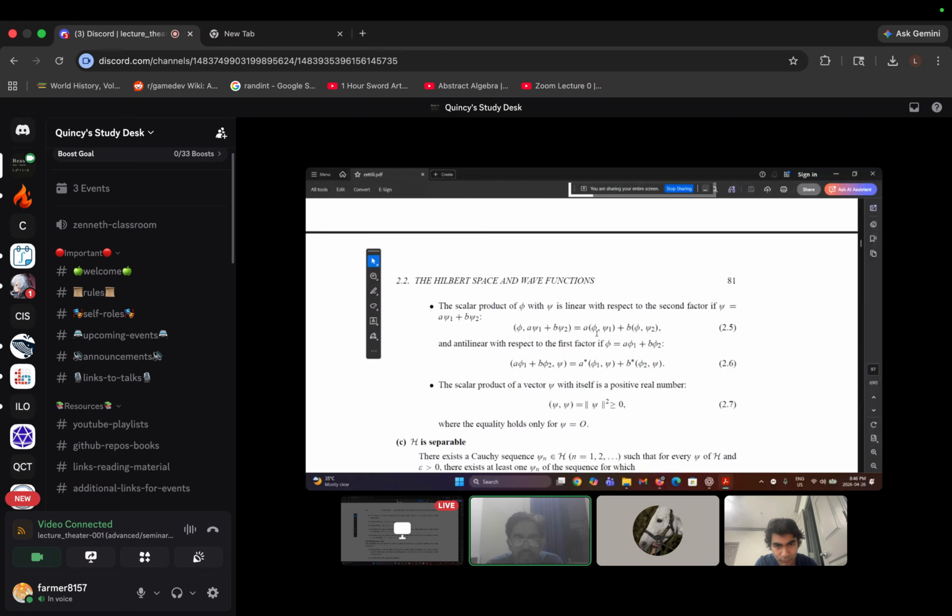The scalar product of phi with psi is linear with respect to the second factor if psi equals a psi 1 plus b psi 2, and antilinear with respect to the first factor if phi equals a phi 1 plus b phi 2. I feel like we're slowly going to be dealing with stuff like these formulas. I understand them, but they're a little complicated to remember. So it's going to be similar to what happened in differential geometry.